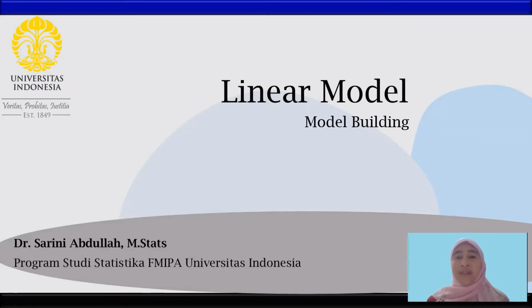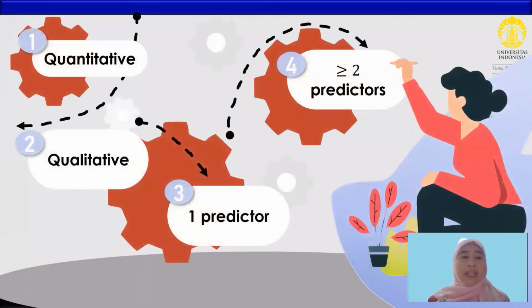For this session, we will learn about model building, particularly when we do modeling, I mean multiple linear regression using quantitative variables. We also need to consider what kind of treatment to be given to the predictors of qualitative variables. And we will see specifically if we only have one predictor in the model, and later on we will generalize if we have two or more predictors in the model.